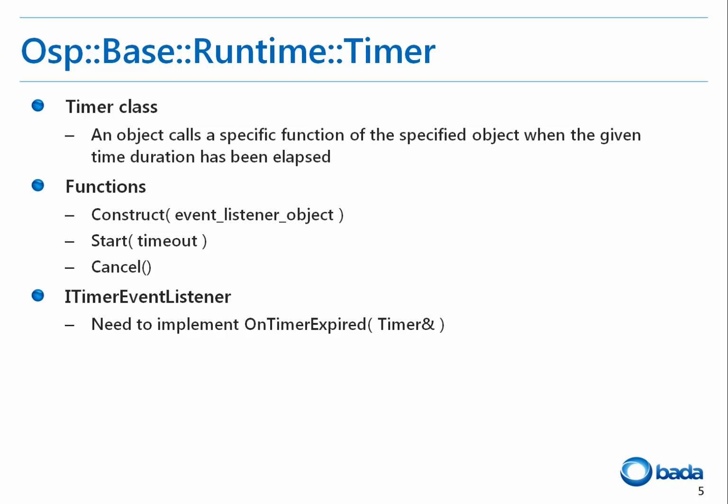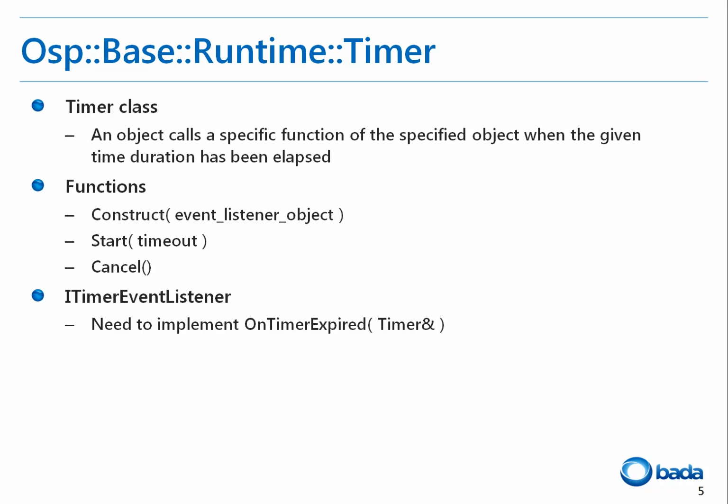The timer class notifies an object of a timeout event when a specified period of time has elapsed. The timer class has the construct, start, and cancel functions. In the construct function, you can add a listener object to receive a timeout event when a period of time has passed. In this way, if the event listener is defined in the construct function and the start function is called, the timer starts. You can define the timeout duration by specifying the start function parameter in millisecond units. To stop a running timer, you can call the cancel function.